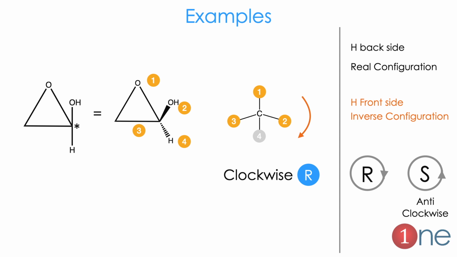Here the chiral carbon is attached with one OH, one side oxygen, another side hydrogen. So what is the catch here? You should know whether hydrogen is on the front side or back side. So I rewrote it again, H and OH. H is on the back side, OH is on the front side. So how do you assign the priority here? Priority will go to the epoxide oxygen.